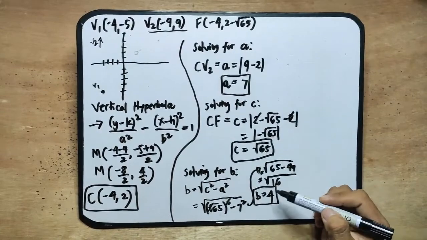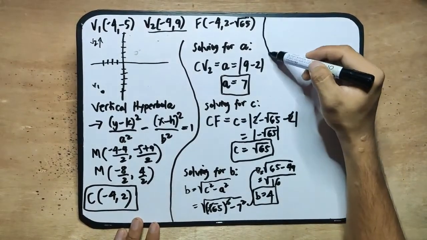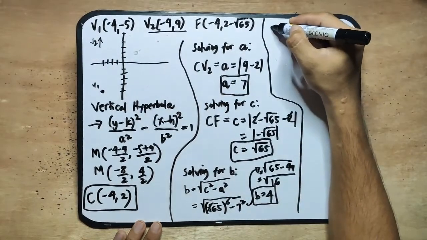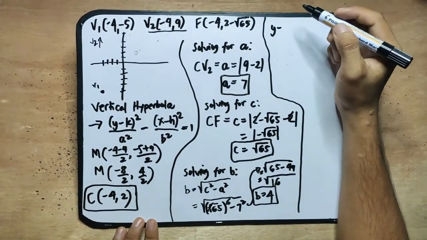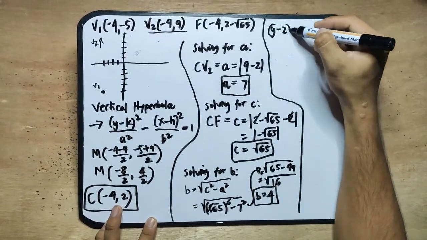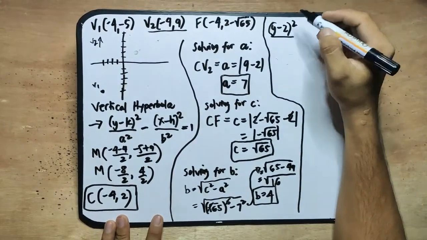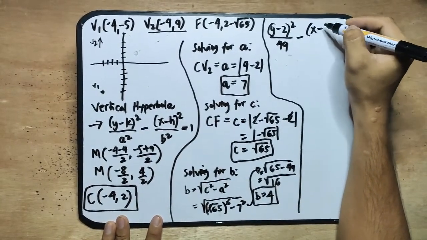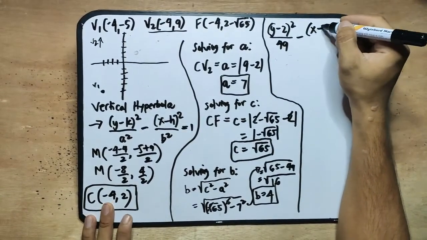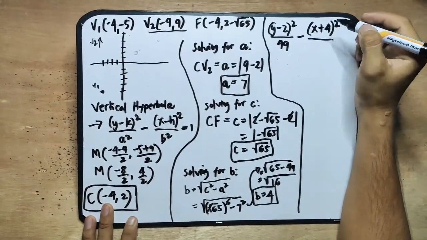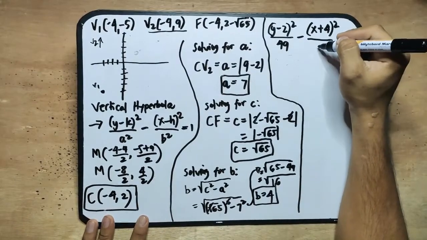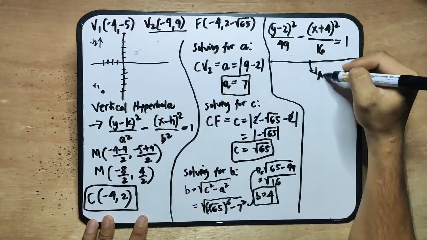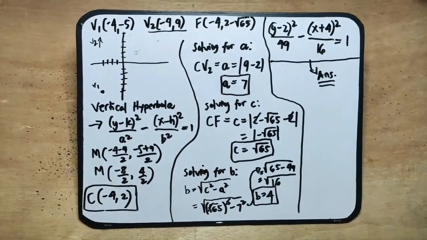Since we now have the values of h, k, a, and b, all we have to do is substitute these values into our standard form. Therefore, our standard form will be: y minus k is 2, so (y - 2)² over a², 7 squared is 49, minus (x - h), h is -4, so negative times negative is positive 4, (x + 4)² over b², 4 squared is 16, is equal to 1. So this is our answer. Understood?